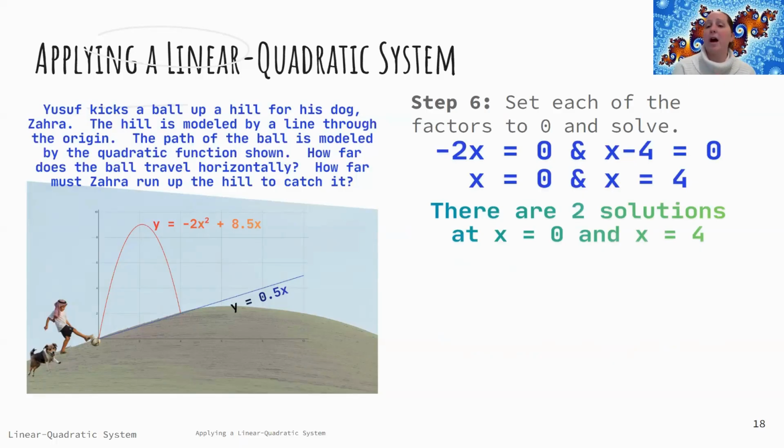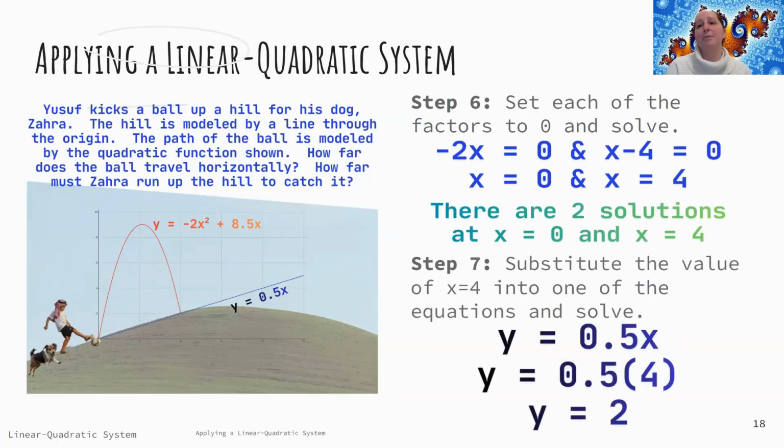With that being said, those values make sense because I'm starting at the origin of my graph. So at (0, 0), it would make sense that x equals 0 is one of my solutions. I then substitute my value of 4 in for x and solve. So I get y equals 2.